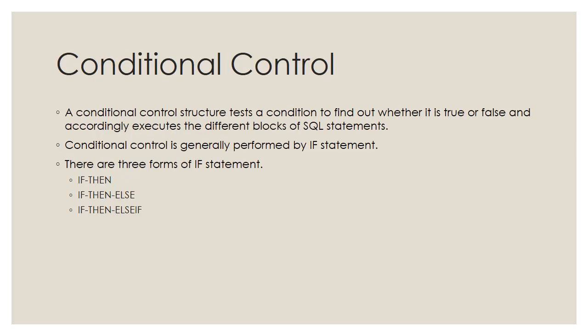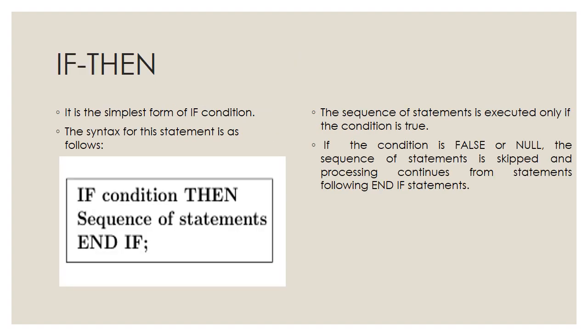Conditional control. Conditional control structures test a condition to find whether it is true or false, and accordingly execute different blocks of SQL statements. Conditional control is generally performed by the IF statement. There are three types of IF statement: IF-THEN, IF-THEN-ELSE, and IF-THEN-ELSIF.